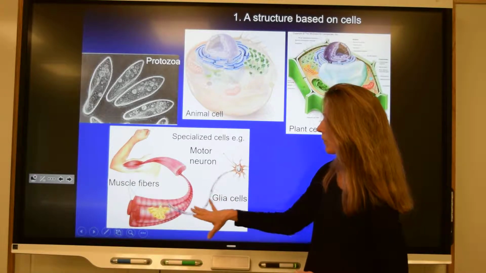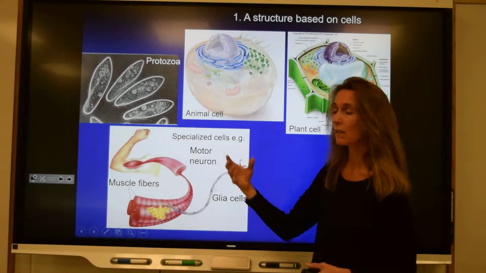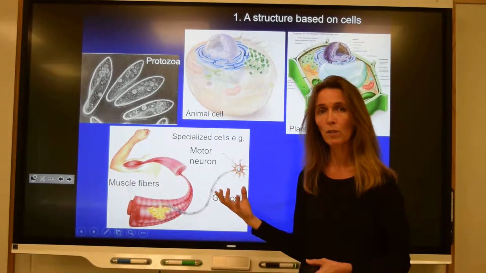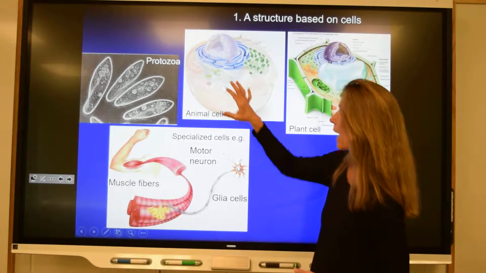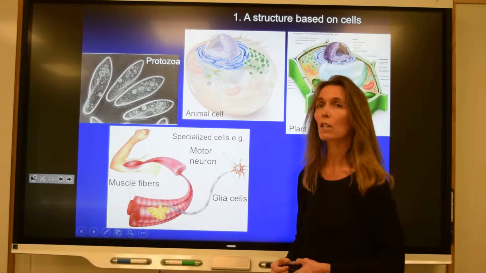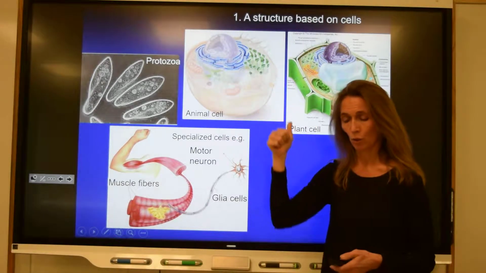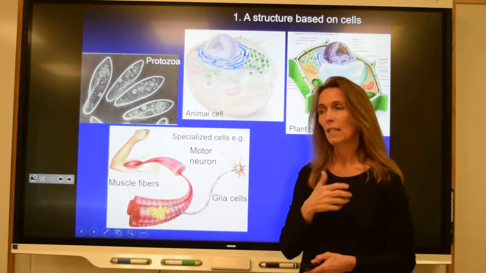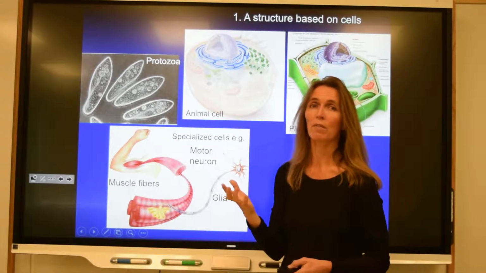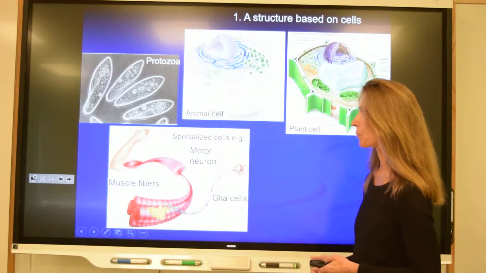So they look very different from other cells like epithelial cells, and we will learn more about those cells throughout this course. But they all have the basic building blocks that characterize cells. So the structure based on cells is one definition and one criterion for life. Anything that doesn't have cells but moves is not defined as life, according to this criterion.